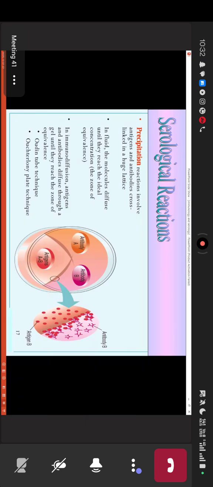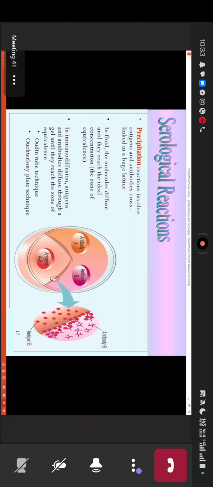So in this image, are you able to see? This is the line of precipitation. Here antibodies are present, here antigens are present. So this line is the line of precipitation, right? Or you can see in this dish, anti-A, anti-B, and this is the line of precipitation, right? So antigen A and anti-B are combining and form the line of precipitation.